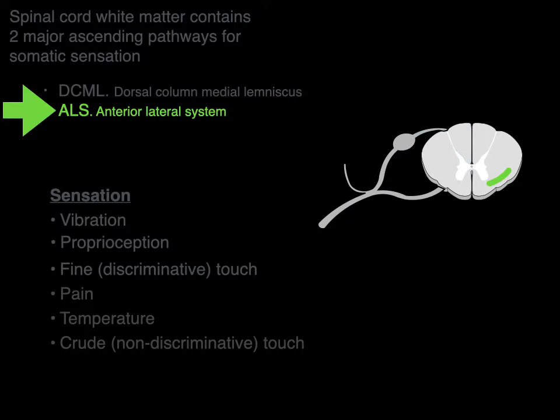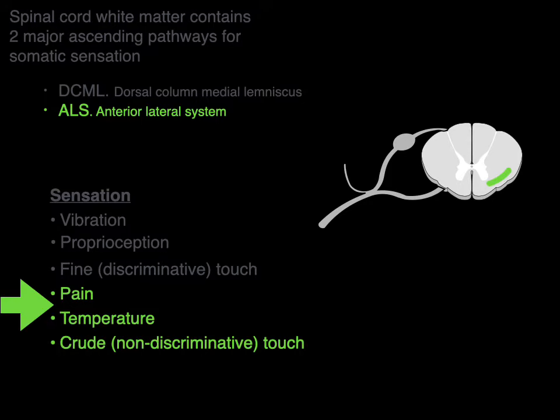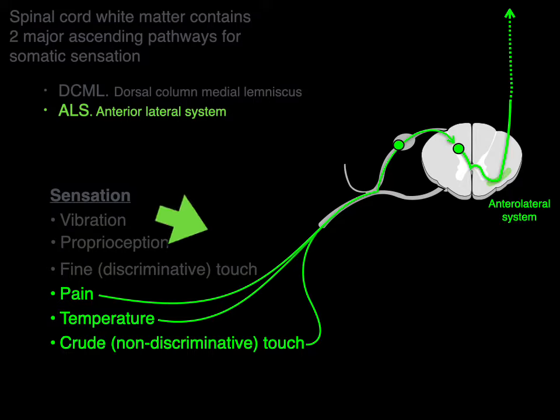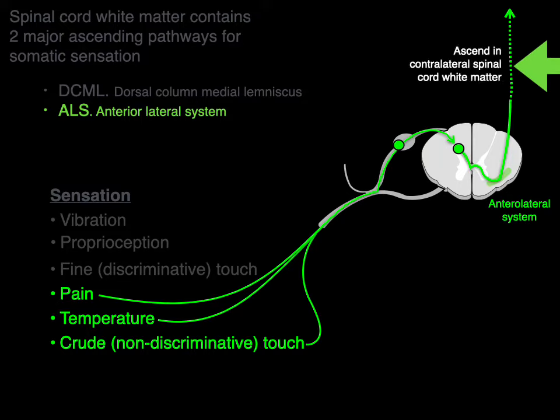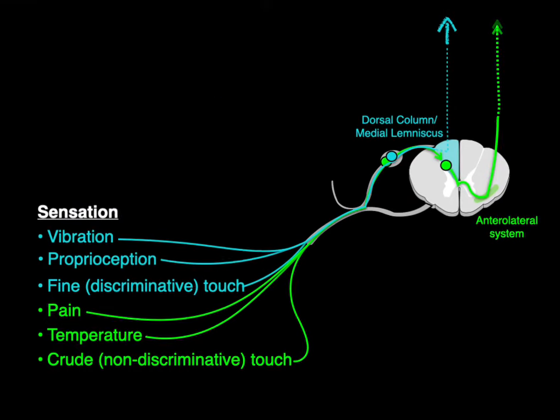In contrast, the anterior lateral system gets its name because it's going up the anterior and lateral parts of the spinal cord white matter. And it specifically deals with pain, temperature, and crude touch. So those sensory neurons also enter through the dorsal root, but they ascend in the contralateral spinal cord white matter.